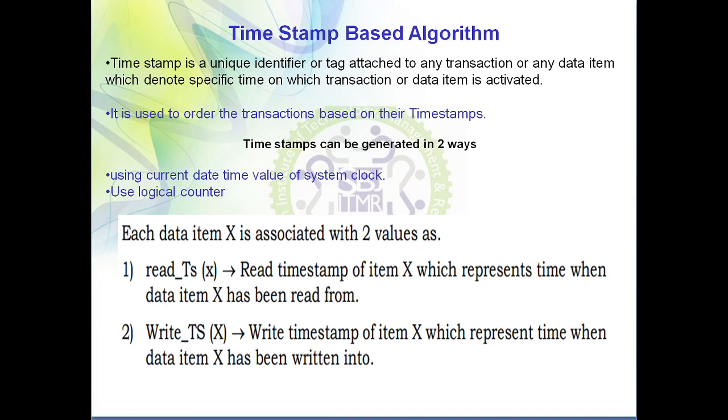First, read_TS of X. What does it represent? The read timestamp of data item X represents the time when data item X has been read. Similarly, there is a write timestamp, write_TS of X. The write timestamp of item X represents the time when data item X has been written into. So these are the two timestamps, one is a read timestamp and the second one is a write timestamp.